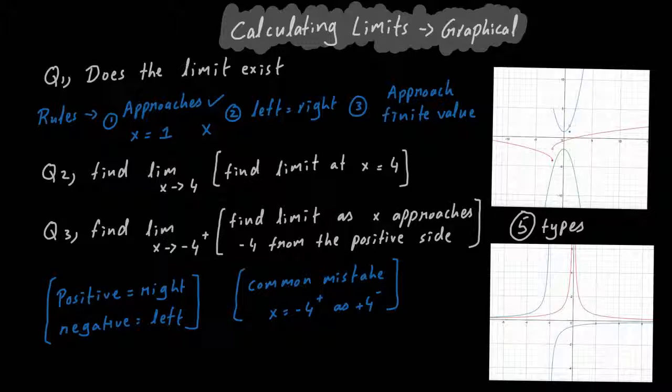Question number 2, find the limit as x approaches 4. And question 3, find the limit as x approaches negative 4 from the positive side. And we learned that positive just means the right side and negative just means the left side. We also discussed the common mistake that in exams under pressure sometimes students write x is equal to negative 4 from the positive side as positive 4 from the negative side and vice versa.